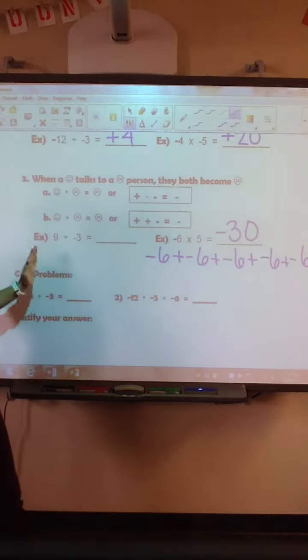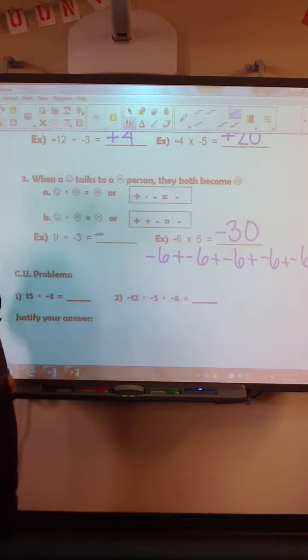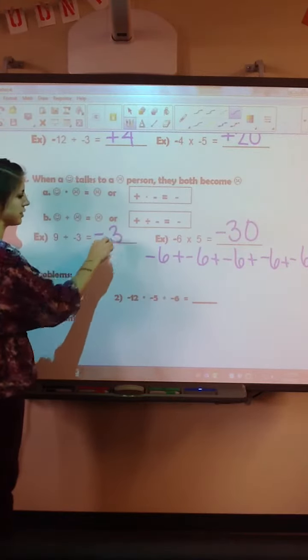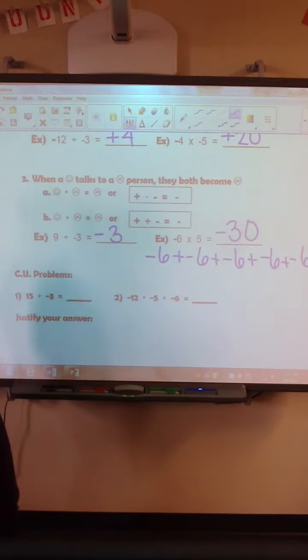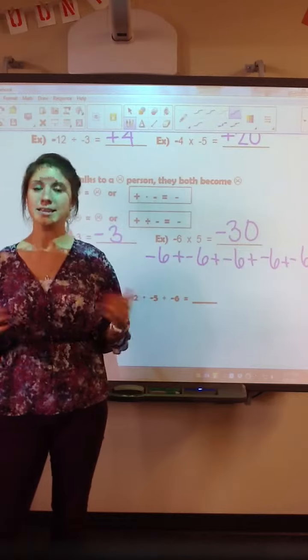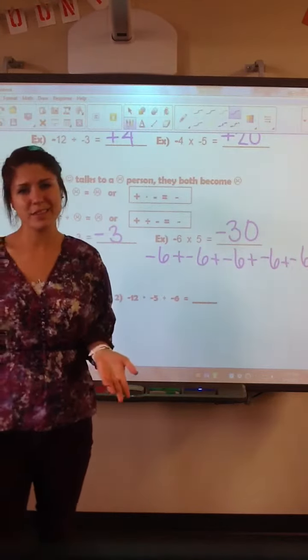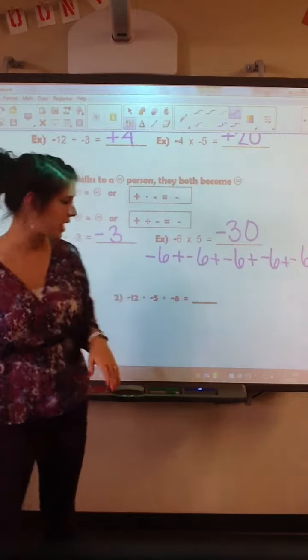Okay? So the same rule applies here. A positive and a negative give you a negative. When the signs are different, they're negative. And 9 divided by 3 is just 3. Okay. So now we know if the signs are the same, it's going to be positive. If the signs are different, it's going to be negative. That's a little bit simpler than when we're adding and subtracting. Less rules.